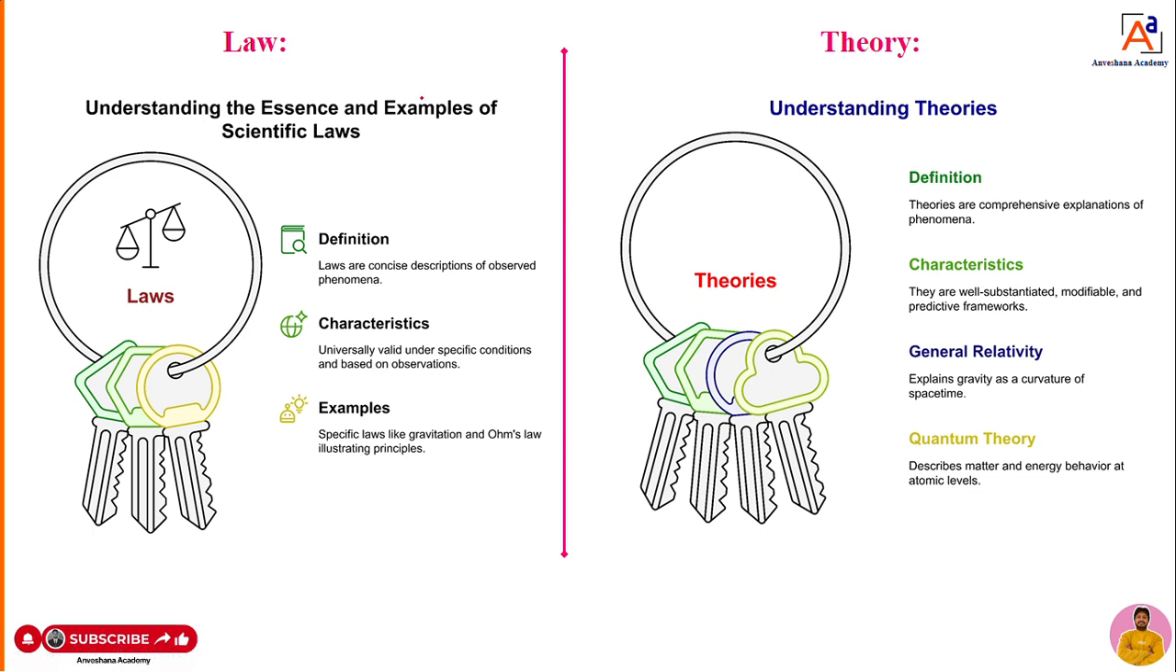Okay, fine. Now, quick recall. What is a law? The definition of a law: laws are concise descriptions of observed phenomena. The characteristics: it is universally valid under specific conditions and based on observations. Examples: Ohm's law, Newton's law. When it comes to theory, what is the definition? Theories are a comprehensive explanation of phenomena. Characteristics: they are well substantiated, they can be modified, and they are predictive frameworks. Examples of theories are general relativity and quantum theory, dear students.